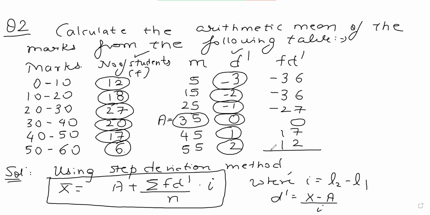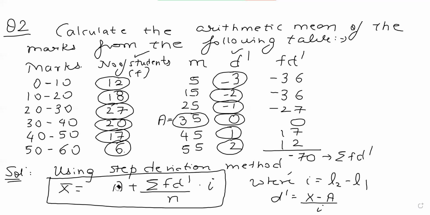Can I quickly calculate summation FD dash now? So let's work that out. Students can use their calculators. So it's 17 plus 12. Okay, so if I work it out, it's going to be like this. Let me use my calculator. 17 plus 12 is 29. Minus 27, minus 36, and minus 36. My answer comes out as minus 70 for FD dash. This is my summation FD dash.